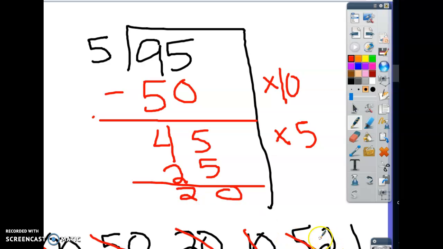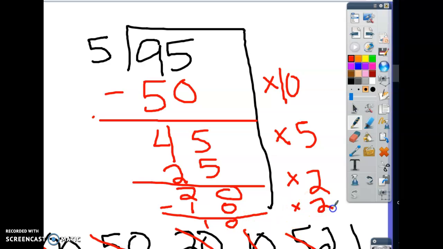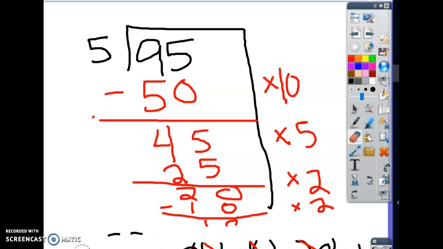Can I do another 5? Nope, too big. Can I do a 2? What is 5 times 2? 5 times 2 is 10. I'm losing room. So now I have 10 left over. Can I do another 2? Yes, I can, because another 2 would be 10. So I'm doing times 2 again, which will be 10. I'm going to have to erase some of this. So another 2 would be 10, right? Subtract, and you'll get 0. So boom, I do not even have anything left over. So there's no remainder because there's nothing left over.